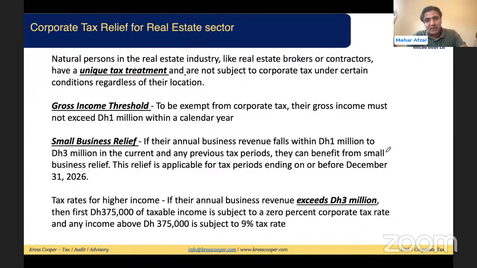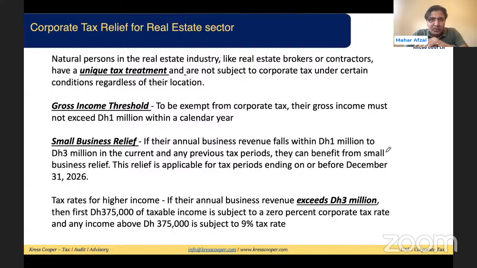This individual can be a contractor, a developer, a subcontractor, or a broker as well, because these all depend upon the legal structure. So if the individuals are doing any of these real estate activities, developer, contractor, subcontractor, by getting a sole establishment license or civil company license, and their income is not more than 1 million, then they are not liable to register. They are not liable to corporate tax.